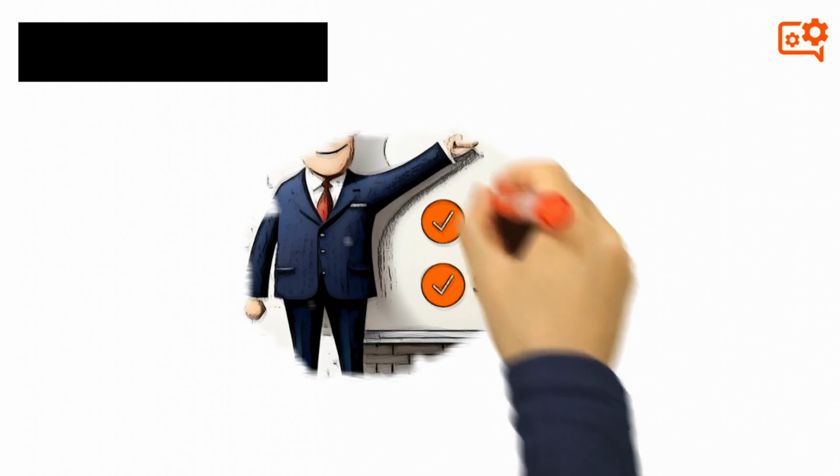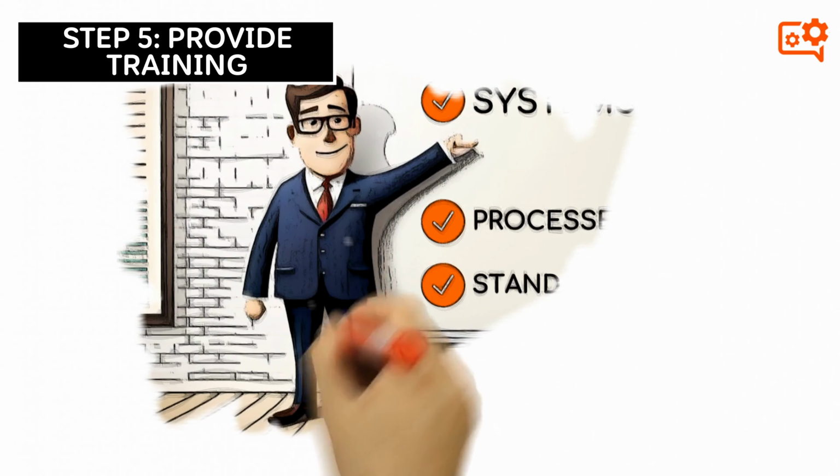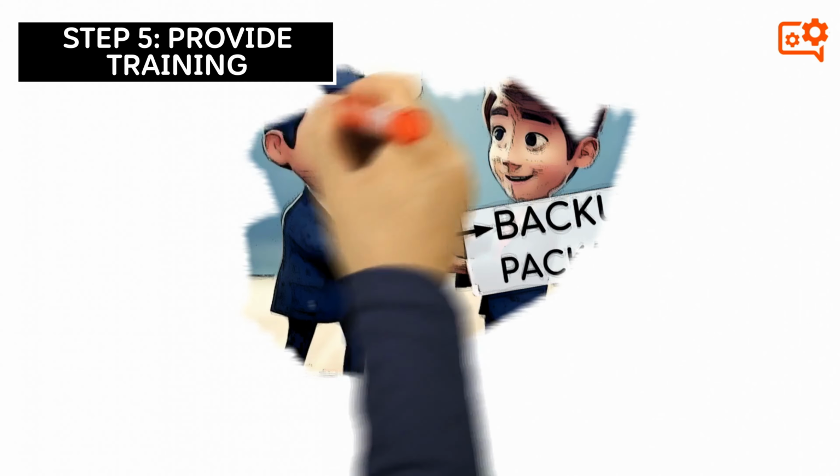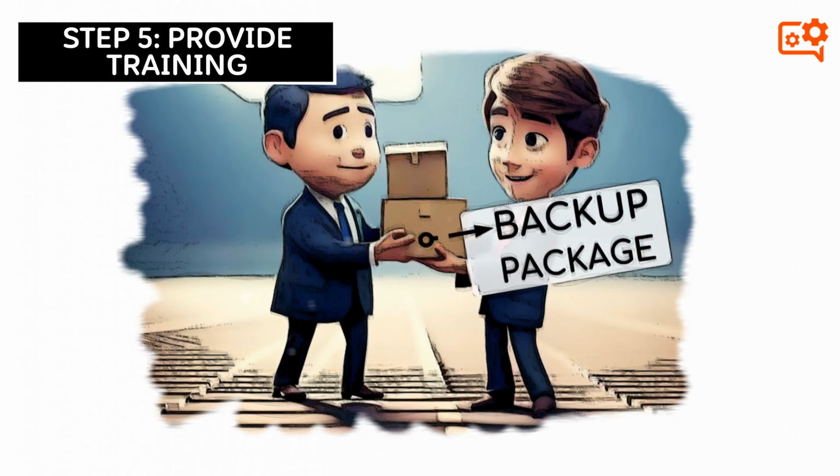Step 5. Provide training and support. Offer comprehensive training to new suppliers on your systems, processes, and quality standards. Additionally, provide ongoing support to address any challenges they may encounter during the onboarding period.